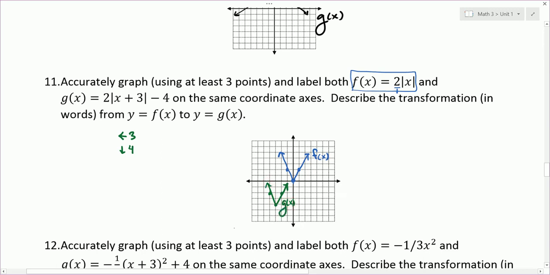Describe the transformation in words from f to g. So g, our result, is a translation three units left and 4 units down from the parent graph f of x.